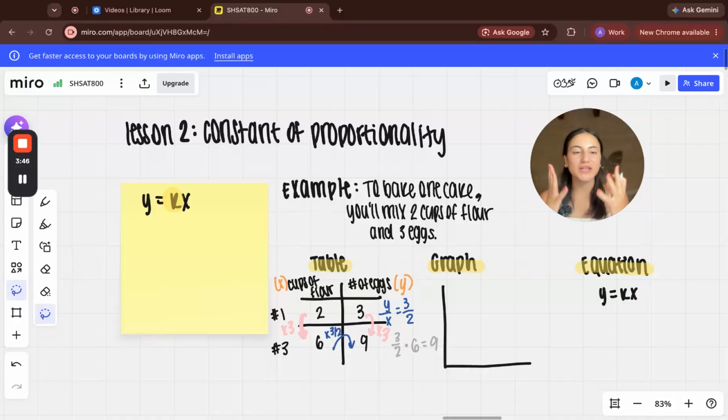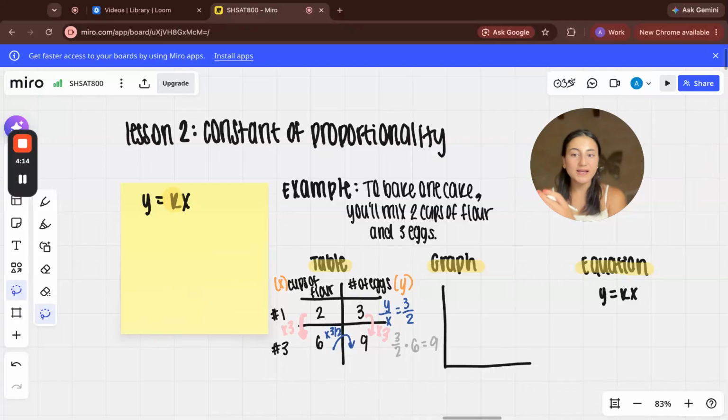But I wanted to solve it this way because that's how you're going to approach most of the SHSAT questions that ask you to identify the constant of proportionality in a table. So it's important to recognize the relationship in a table. Before we move into the graph and equation, I want to talk more about the equation before we move into other parts. So over here, we see that it says y equals kx.